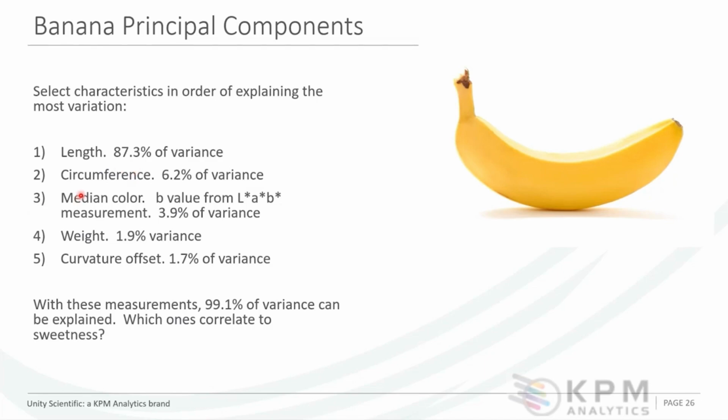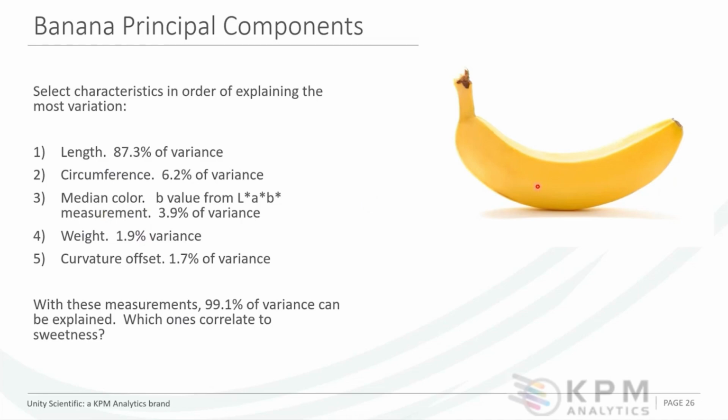Our next one might be circumference. In this, let's say we look around the middle of the banana, we measure the circumference, and we characterize all of the bananas based on circumference. We discover that we've described another 6.2 additional % of variance. Out of the remaining variance that we have in this big pile, this redundancy that we still need to explain, we might look at the median color.